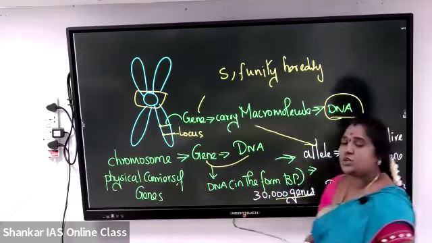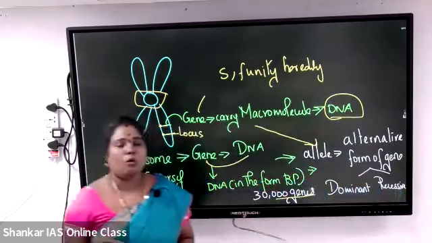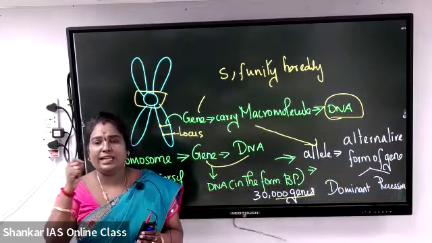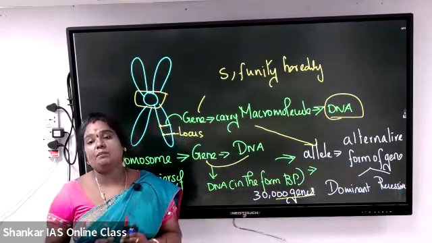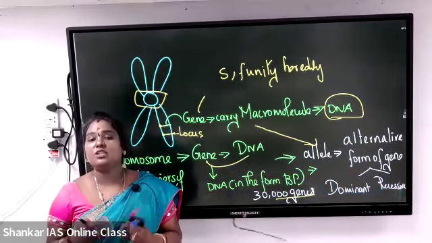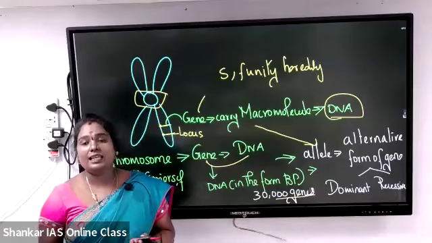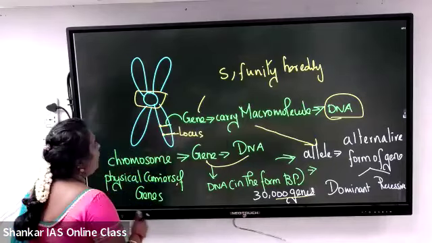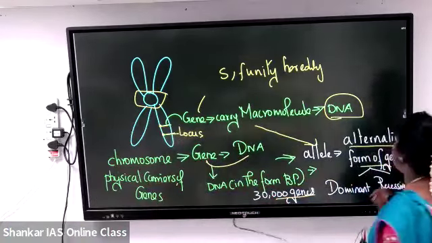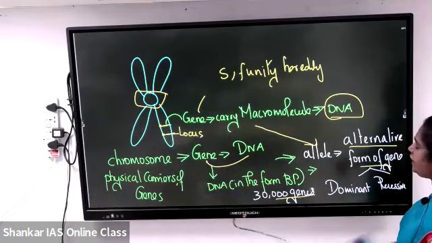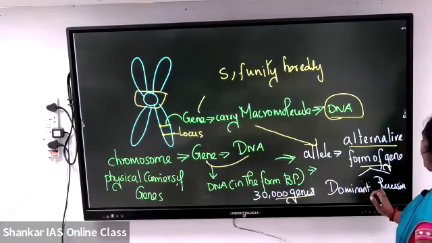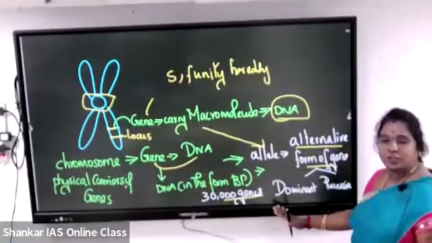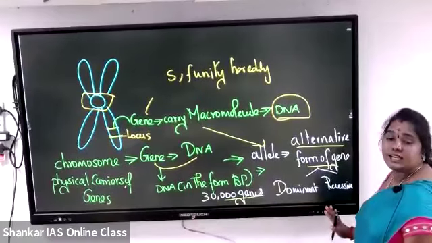So now we come to the next concept. What is an allele? Now you know what a chromosome is, where the gene is present, and where the DNA is. Now I'm asking you an intermediate question. Where is the allele present? Alleles are present in the genes. What is an allele then? An allele is nothing but a variation of the gene, an alternative form of a gene. They can be either dominant or recessive. They can carry a dominant character or a recessive character.